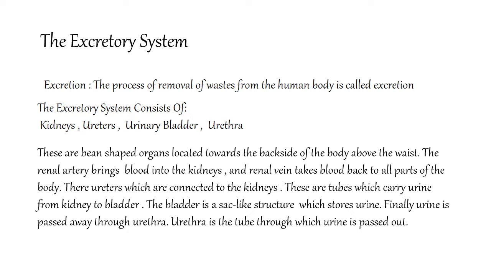Kidneys are bean-shaped organs which are located towards the backside of the body and they are above the waist. The function of kidney is to purify blood. The renal artery brings in blood into the kidneys. The renal veins take blood back to all parts of the body from the kidney. The ureters are tube-like structures which transport waste materials from the kidney to the urinary bladder. Urinary bladder, as we know, is a sac-like structure which stores urine, and urethra is the tube through which urine is passed out of the body from urinary bladder.